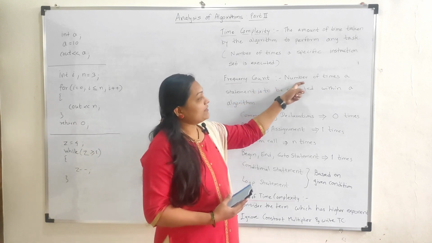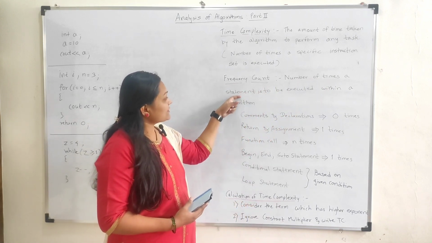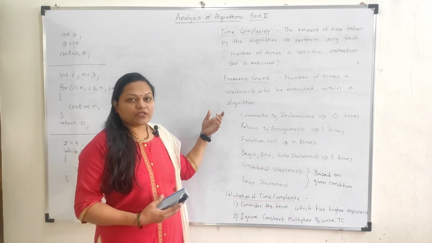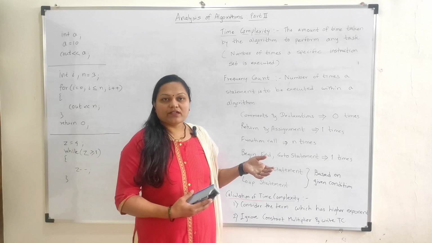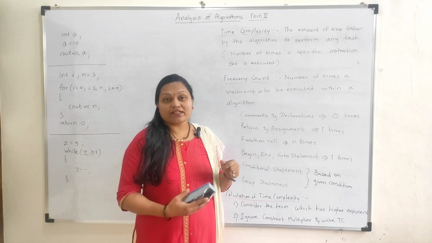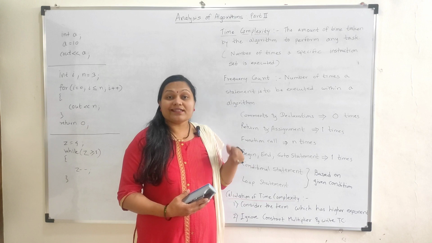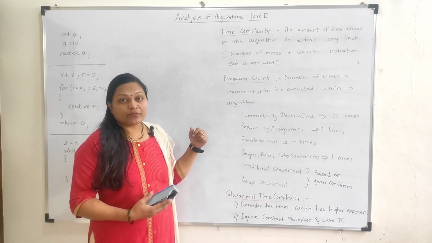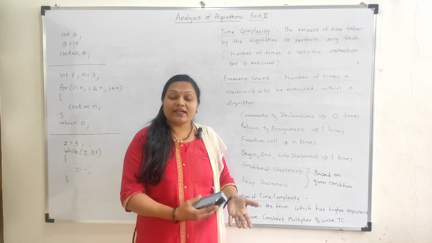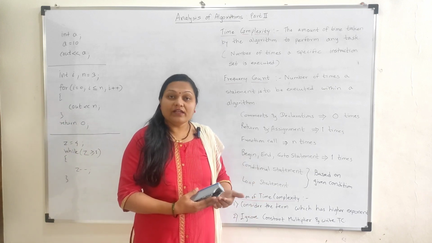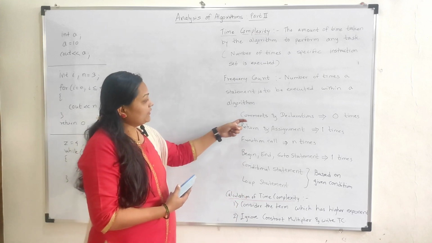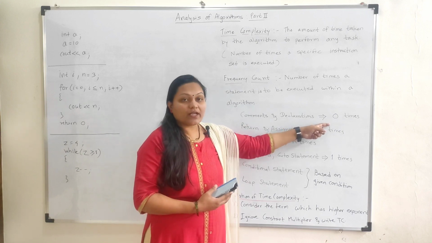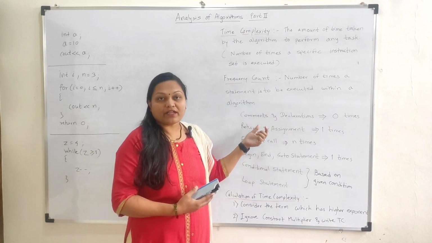Frequency count means the number of times a statement is to be executed within an algorithm. Suppose in an algorithm there are different statements. We need to consider each and every statement, how many times that statement will execute, and that is the frequency count. If a comment is written in an algorithm, then that comment will execute 0 times. No need to execute that particular comment.